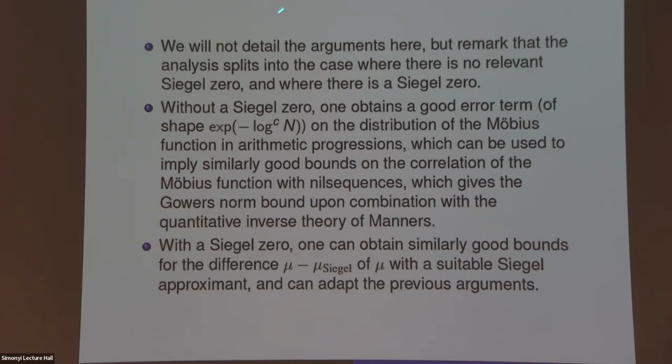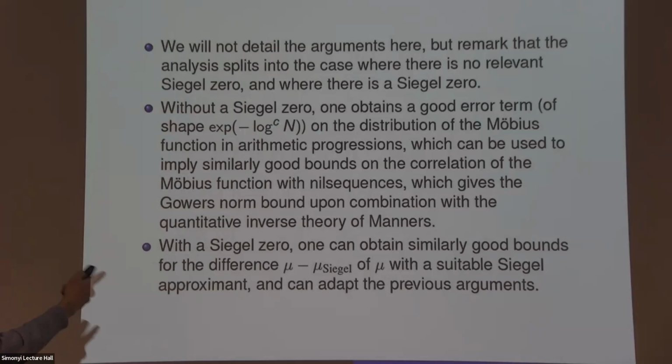Yeah, so I won't go into exactly why. But as I said, the rough idea is that you split into the case where there is a Siegel zero or there isn't. If there isn't a Siegel zero, then it turns out that the distribution of the Mobius function in arithmetic progressions is quite well understood. There's a nice error term which is exponential of log to a small power, and the key point is that it's like double exponential of log n. So you get quite good bounds on the Mobius function in arithmetic progressions, and then by inserting that into existing techniques, you can also get good bounds on the correlation of Mobius functions with these things called nilsequences, which are also quite good, double exponential of log n.